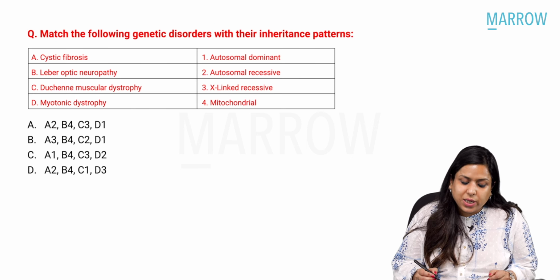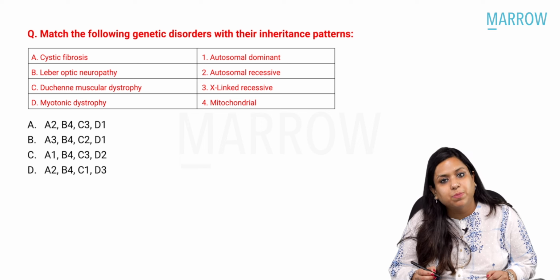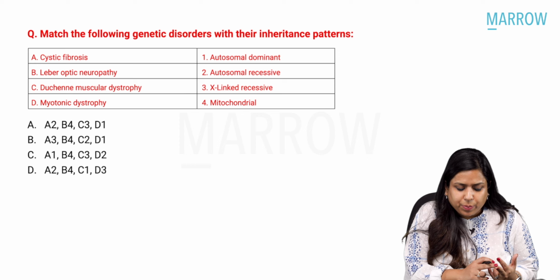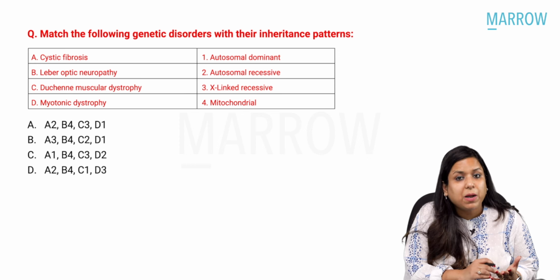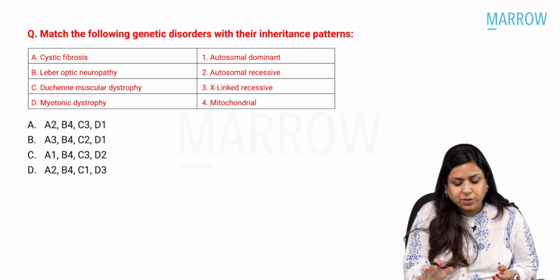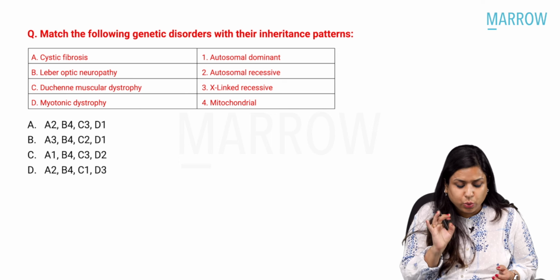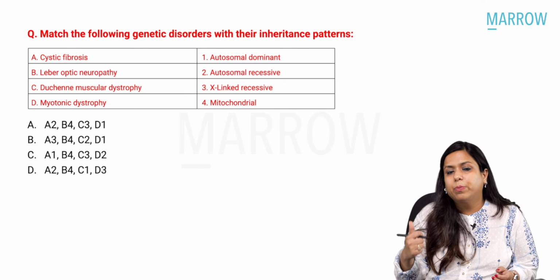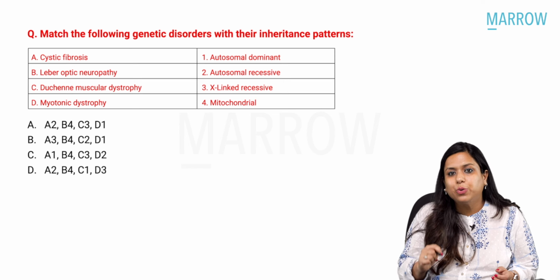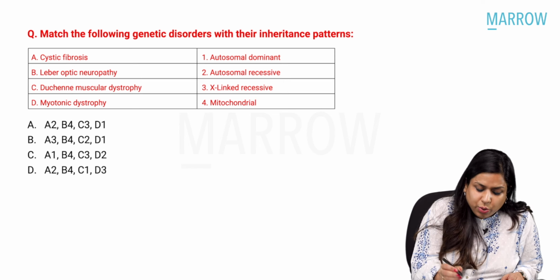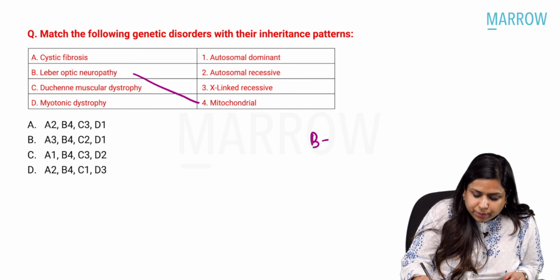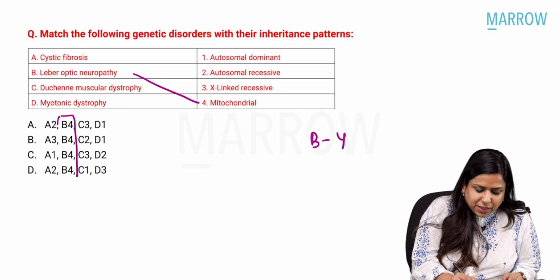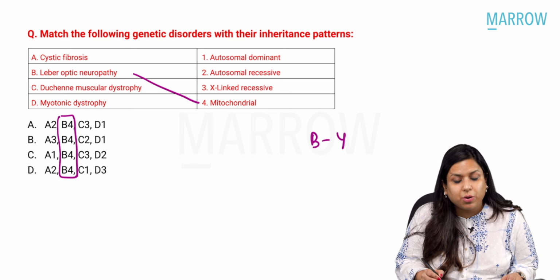Match the following genetic disorders with their inheritance pattern. Again, an easy question. Cystic fibrosis, Leber's optic neuropathy, Duchenne muscular dystrophy, myotonic dystrophy. Now, if I am the student, first of all, what I definitely know. Remember, I told you Leber's hereditary optic neuropathy is mitochondrial inheritance, right? So, B is 4. That I definitely know. But in all these options, B is 4, so this is not going to help me out, right?